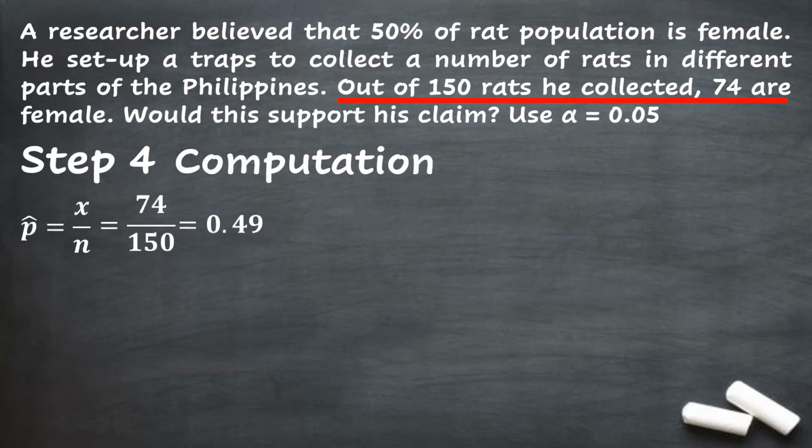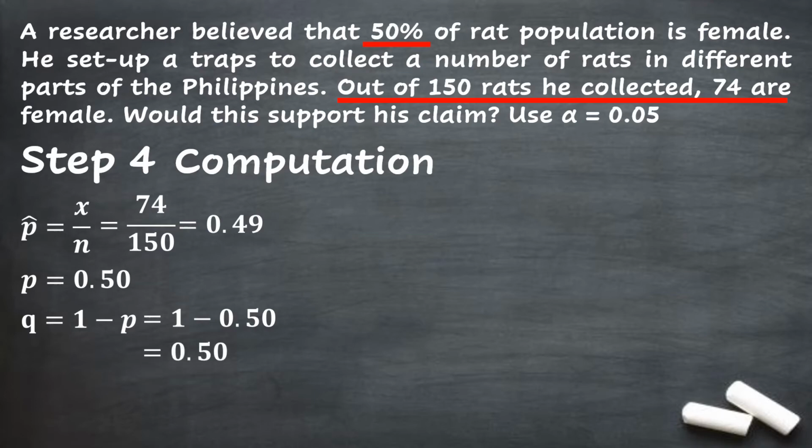Next is to rewrite the fraction into its decimal form so that we can solve easily. 74 divided by 150 is equal to 0.49. Again, kindly round off to the nearest second decimal place. Next is the population proportion, and that is equivalent to 0.50. Next is the value for Q, with the formula 1 minus P. Substituting, we have 1 minus 0.50, since our value for P is 0.50. Simplifying, the value for Q is 0.5 or 0.50.